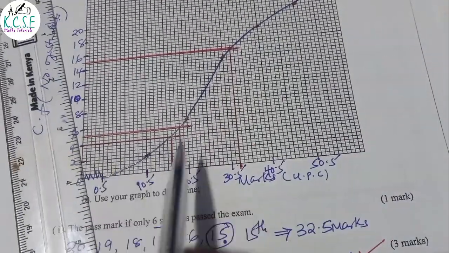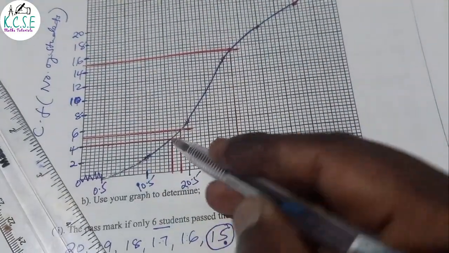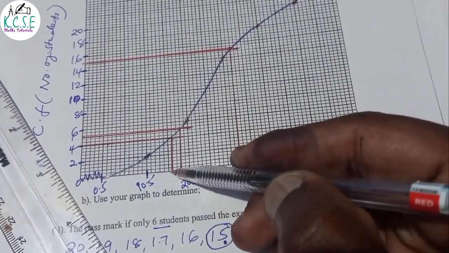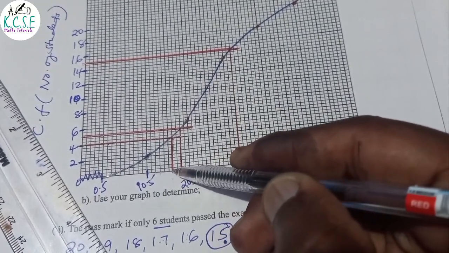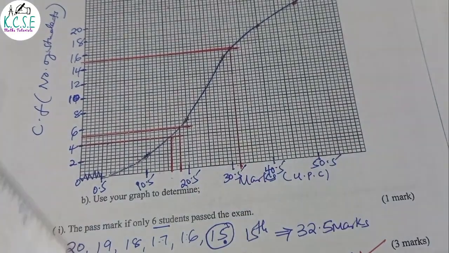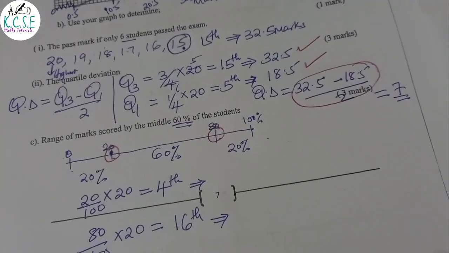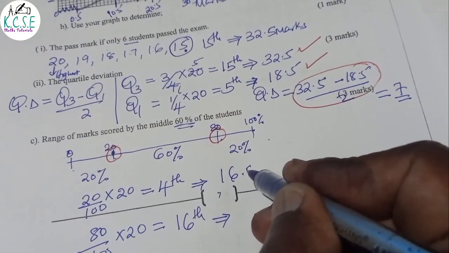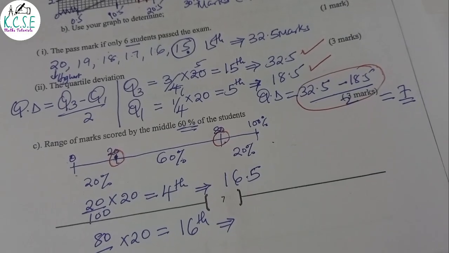So you'll notice when you draw a straight line from the fourth student here, the point where it touches the curve, this is the point where it touches the curve. You can see this is the point. Then you drop down and read: 11, 12, 13, 14, 15, 16.5. So the fourth student will give 16.5, like that. It will give 16.5.